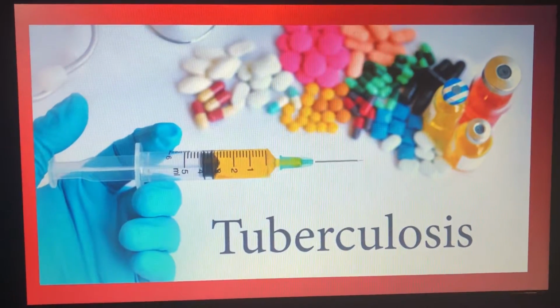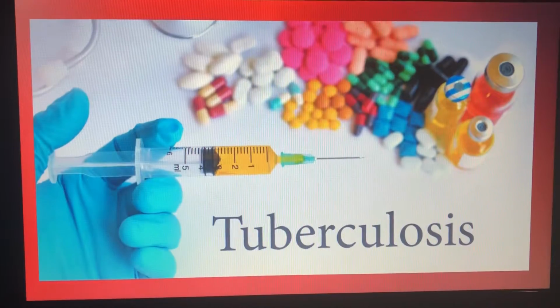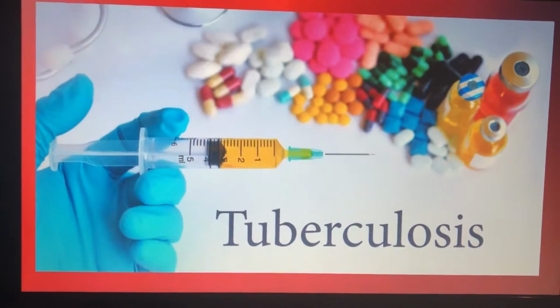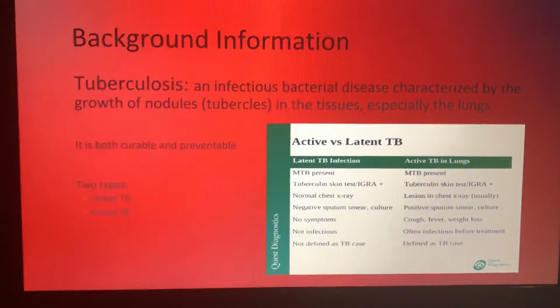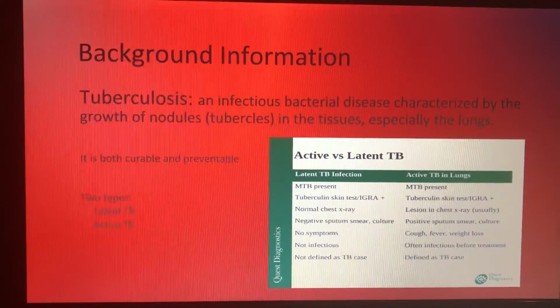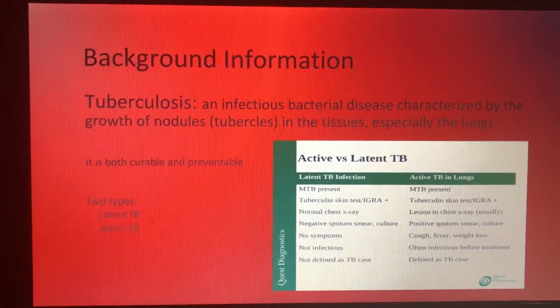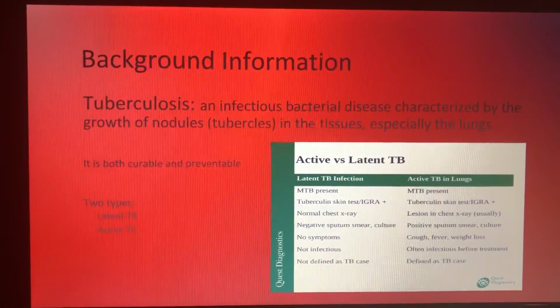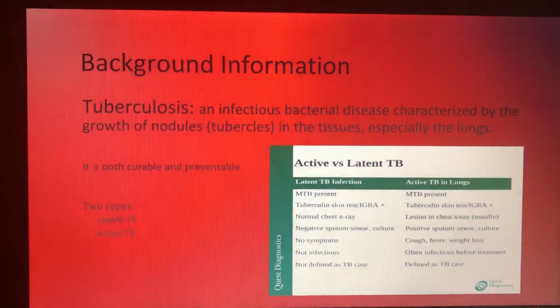Tuberculosis. TB is defined as an infectious disease caused by Mycobacterium tuberculosis and transmitted through aerosolization. It's characterized by the growth of nodules, the tubercles, in the tissues, especially in the lungs. It is both curable and preventable.